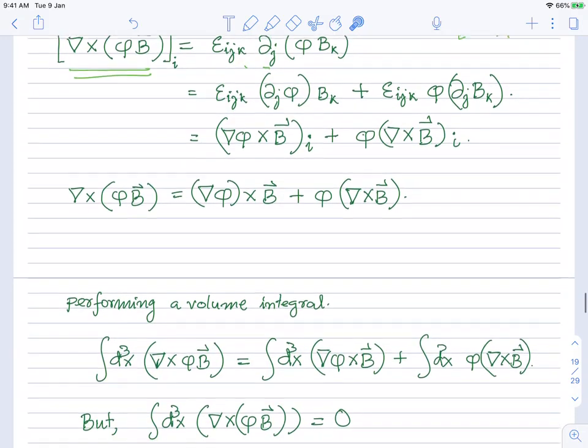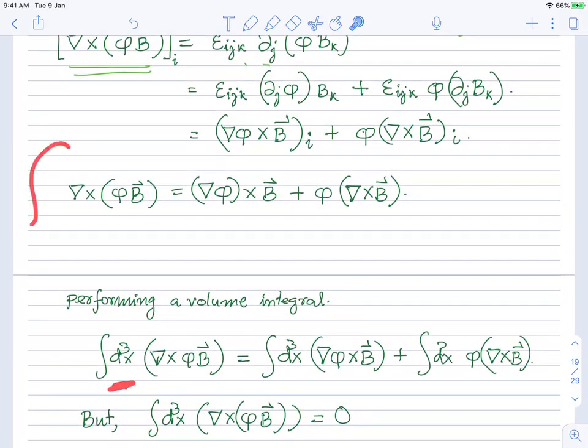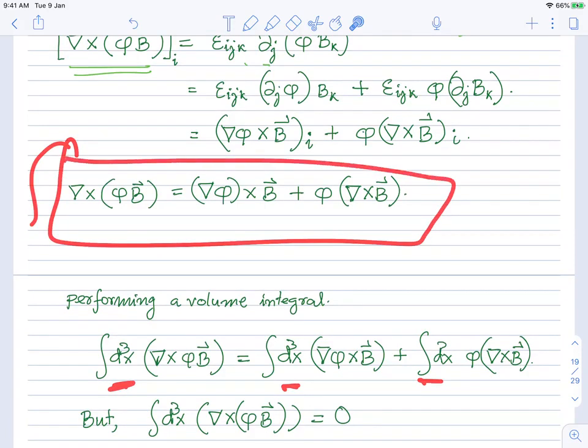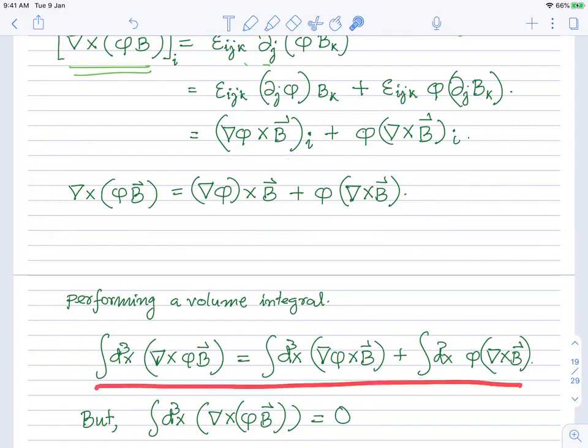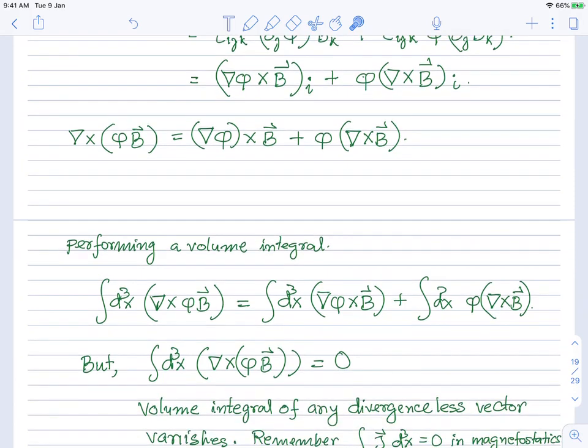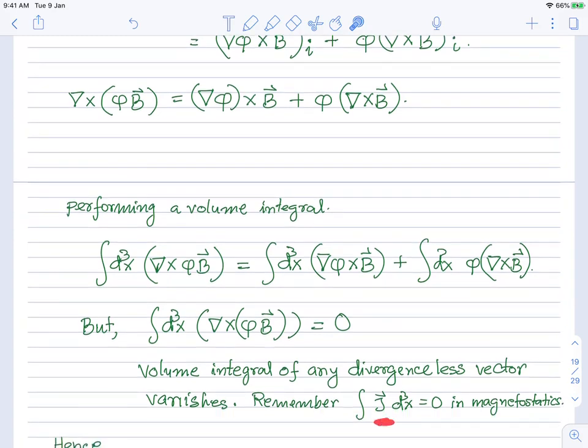Now if we perform a volume integral over it, this is the identity that we just derived. If we take this identity and perform a volume integral, then we see that this is equal to 0. Now, why is this equal to 0? If you remember our discussion with the current, we had argued that the volume integral of the current vanished. And our argument was very general, and all that it needed is the divergence of the current to be 0. That was the only input that we needed to show that the volume integral of the current is 0 in magnetostatics.